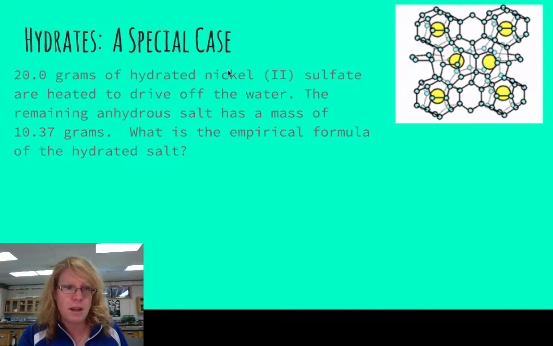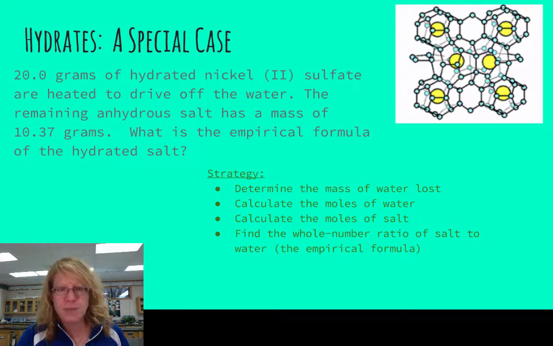So here we've got a problem where I take a hydrated nickel(II) sulfate. I had 20 grams of it. I heat it up with a blowtorch, drive off all the water. When I'm done, the dry, crusty salt has a mass of 10.37 grams. And then the question I'm going to ask you is, what's the empirical formula of the hydrated salt? Is it a dihydrate or a trihydrate or a pentahydrate? That's the kind of question that we're looking for here.